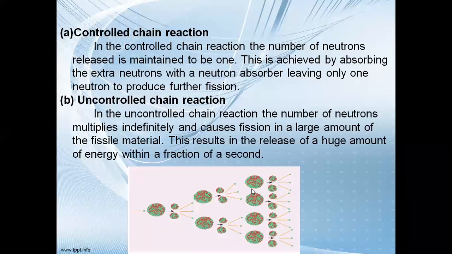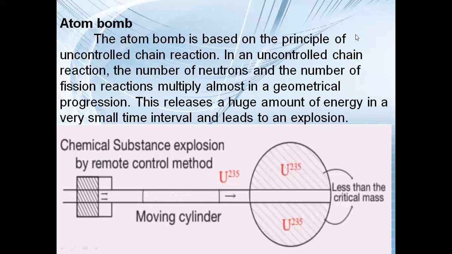This picture indicates the uncontrolled chain reaction. This is the first neutron generation, this is the second neutron generation, and this is the third neutron generation. So this is the controlled and uncontrolled chain reaction. The uncontrolled chain reaction is used in the atom bomb. The principle of the atom bomb is the uncontrolled chain reaction.